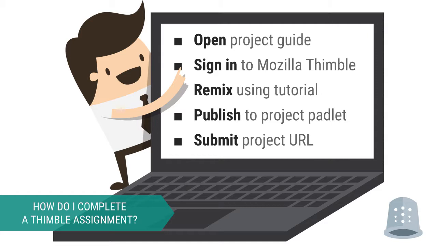Okay, let's recap the steps for completing a standalone Thimble assignment. You're going to open the project guide, sign in to Thimble, remix by following the tutorial, and then publish your URL to the classroom Padlet. Last but not least, you are going to publish the same URL in Schoology for a grade.